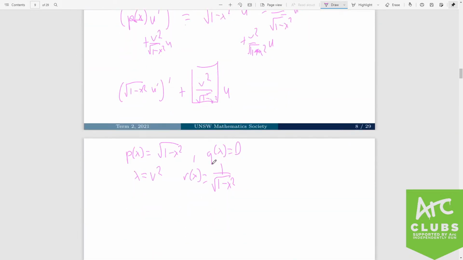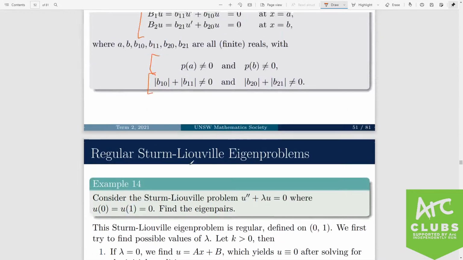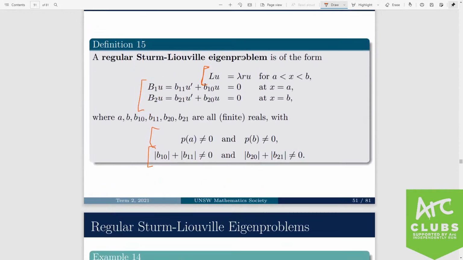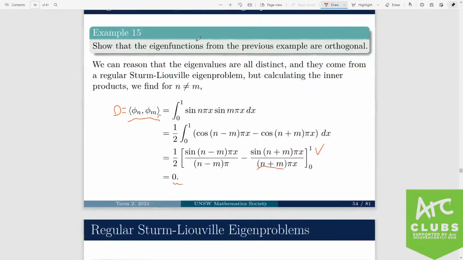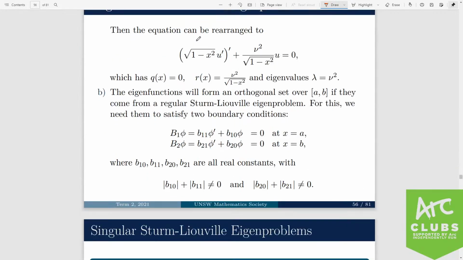So in order for that to hold, we have this bit, which is the equation, and basically we just need the two boundary conditions. So basically we just need two non-trivial boundary conditions at the boundaries a and b. And if we have these two boundary conditions equaling 0, then this will mean that our solutions are from a regular Sturm-Liouville eigenproblem, and the solutions will therefore be orthogonal.